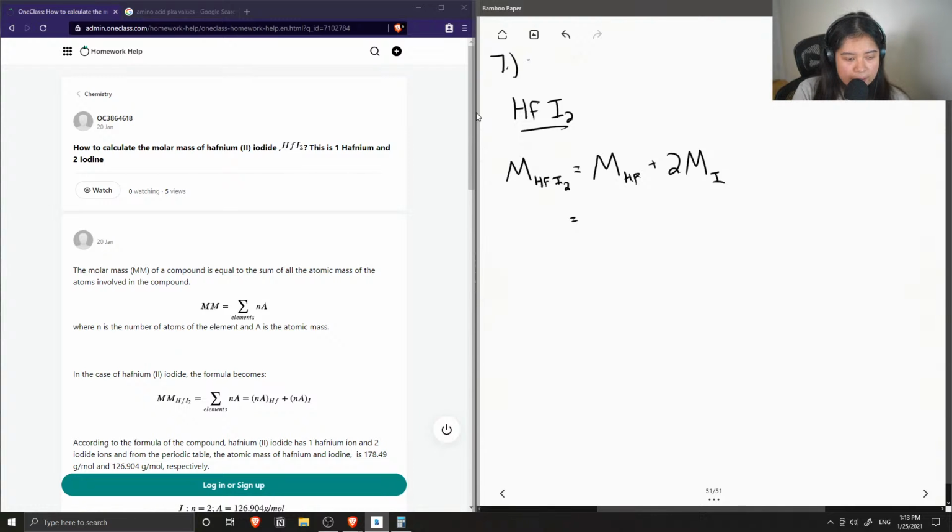So the molar mass of hafnium is 178.49 grams per mole, and the molar mass of iodine is 126.90 grams per mole. So now if we add these values up, we get a total molar mass of 432.29 grams per mole.